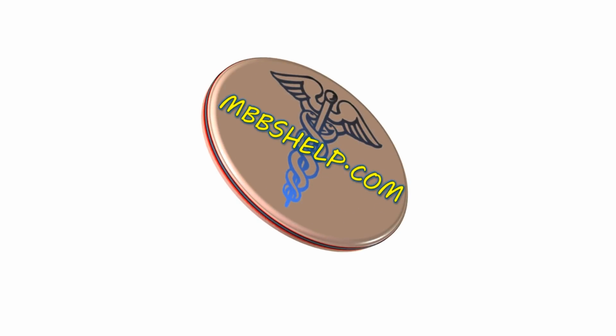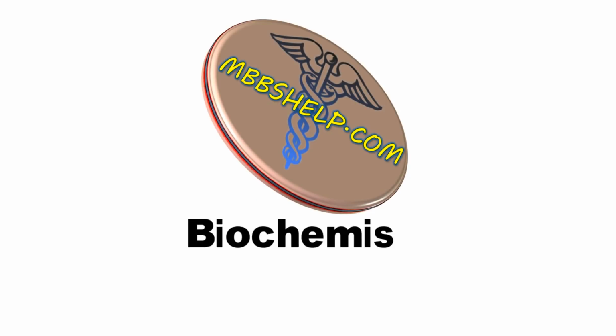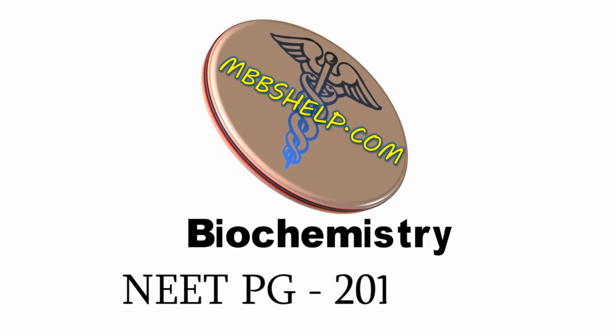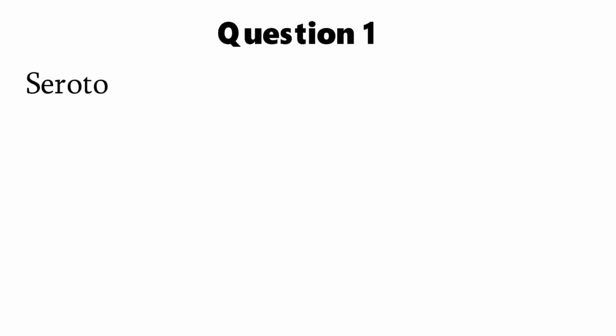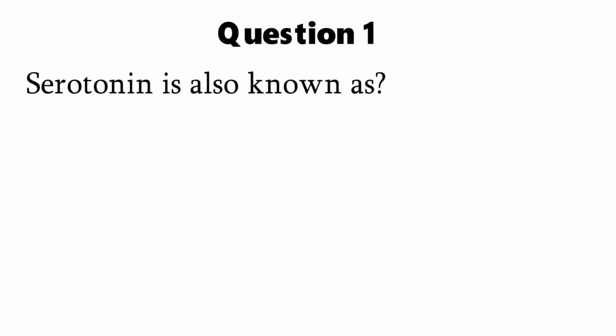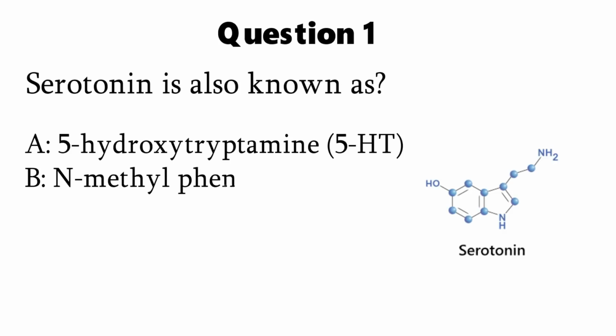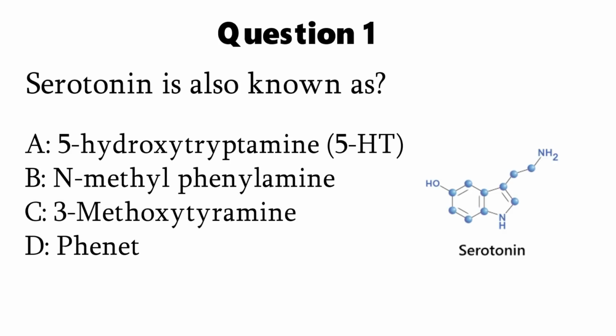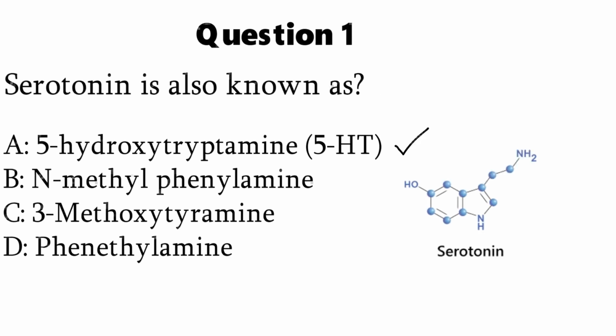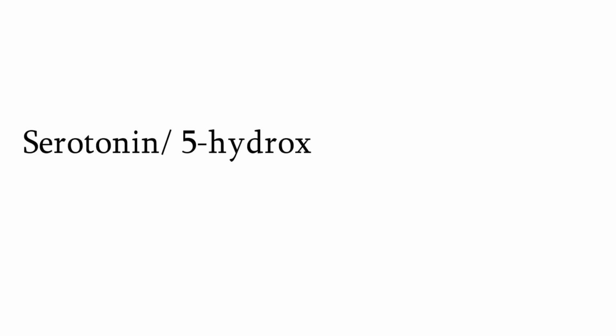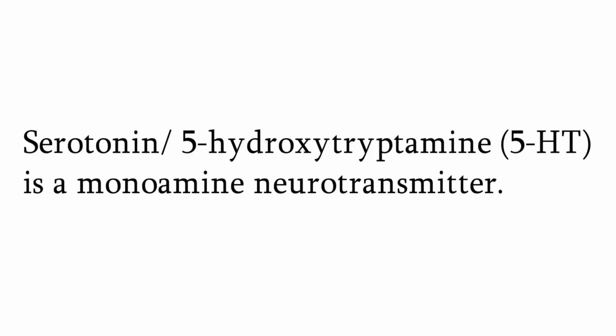In this video, I am going to discuss Biochemistry NEET PG 2018 question and answer with explanation. So the first question is, serotonin is also known as, and options are A. 5-hydroxytryptamine, B. N-methylphenylamine, C. 3-methoxytyramine, and D. phenethylamine. Here answer is A. Serotonin or 5-hydroxytryptamine, it is a monoamine neurotransmitter.